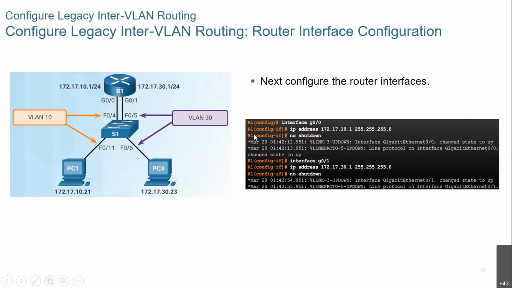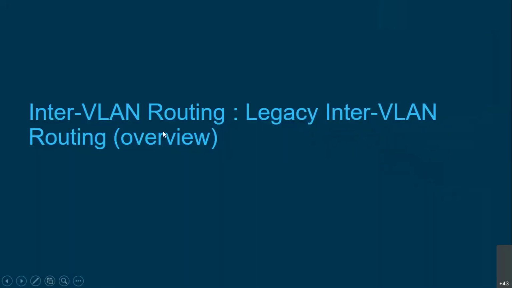Then on the router, for each of the interfaces here, G0/0 is given to VLAN 10, G0/1 is given to VLAN 30. So we just give it an IP address and a subnet mask that belongs to the subnet of VLAN 10 for G0/0, and an IP address that belongs to the subnet of VLAN 30 for G0/1. No shutdown, done. Easy, isn't it? Because we're not doing anything. We are just telling the router to route. That is what routers do. It's just doing its job.